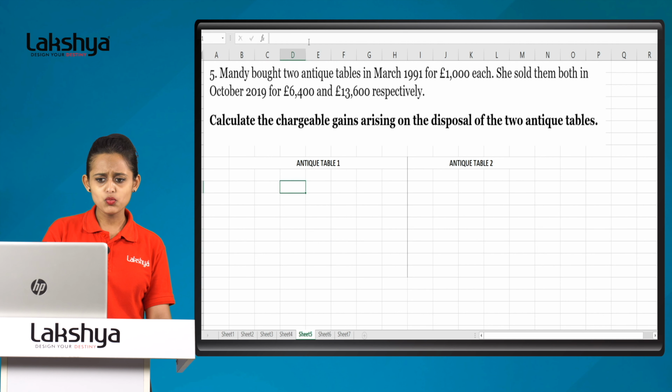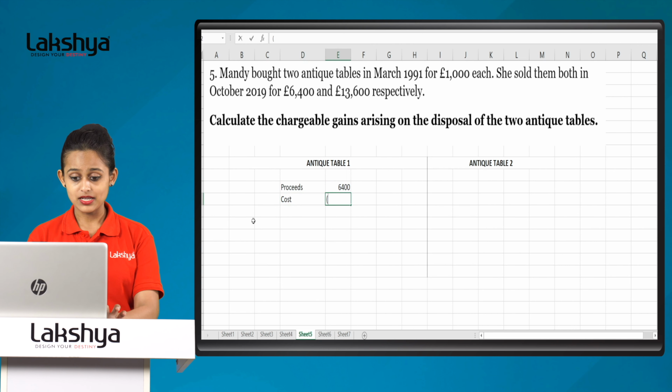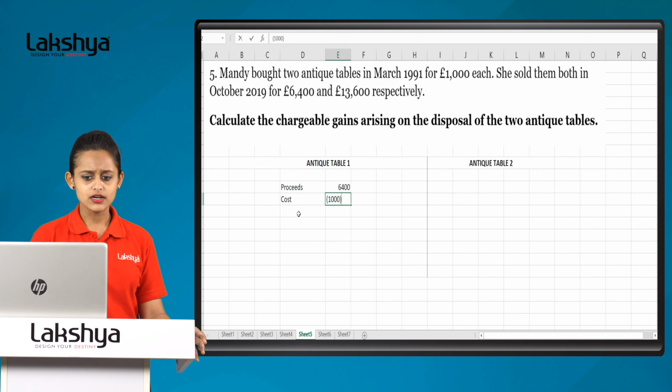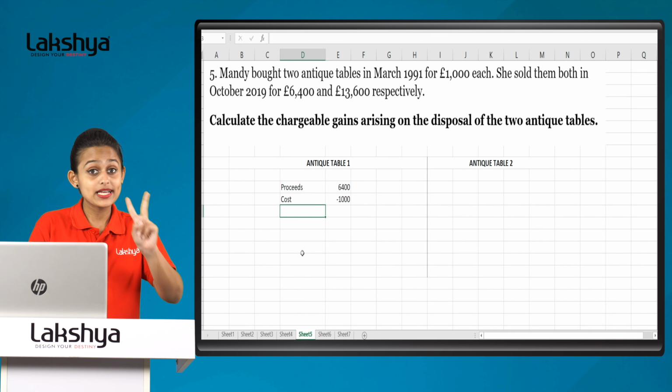Let's look at antique table 1. We'll write the proceeds. Proceeds is given to us. The first one is 6,400. Then cost is 1,000. Now the resulting answer: do I write it as gain or chargeable gain? Remember guys, this is actually case 2.